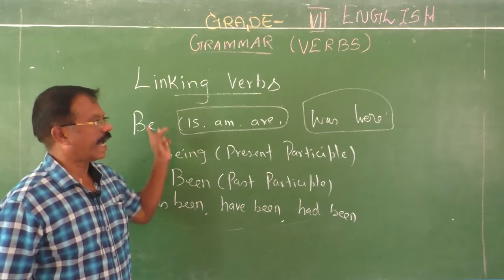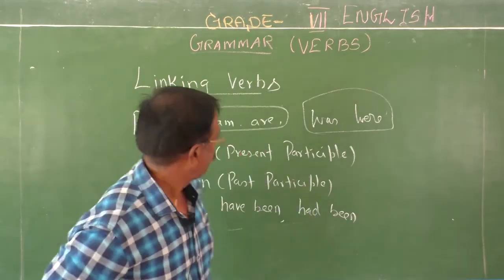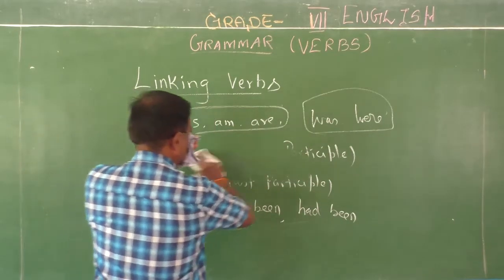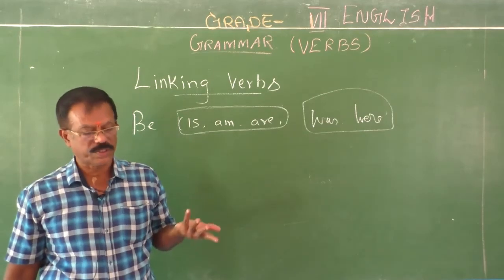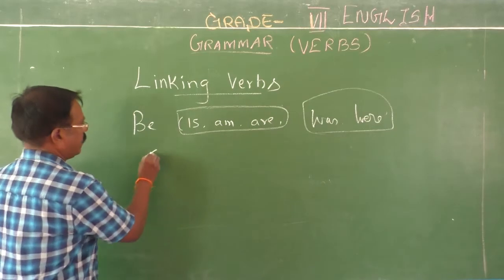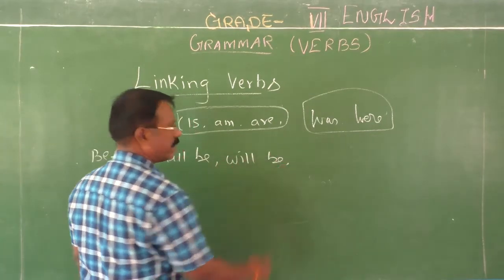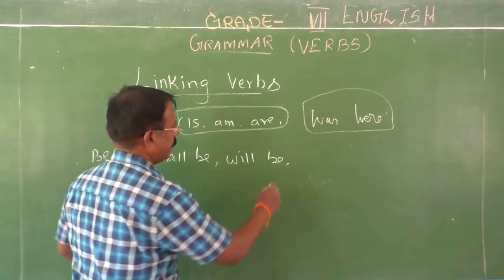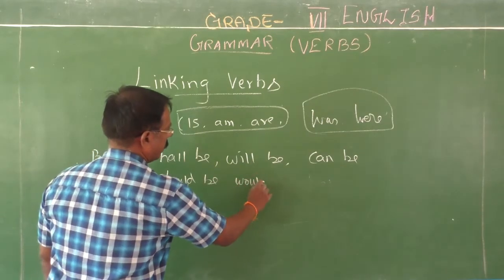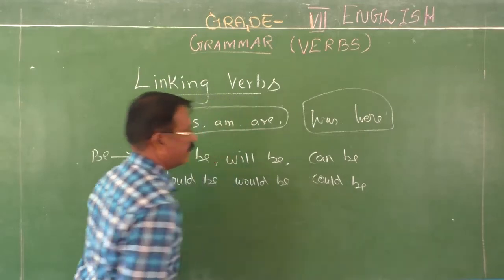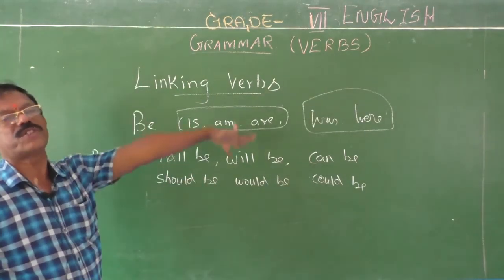See, this be form can be used to refer to future time also. Then how can you express such things? This be form of the verbs can be used to refer to future time. You can use it like this: shall be, will be, and can be. Okay. Then past forms: should be, would be, could be. So these be forms of the verbs with modals shall, will, and can be used to refer to future time. Okay, right.